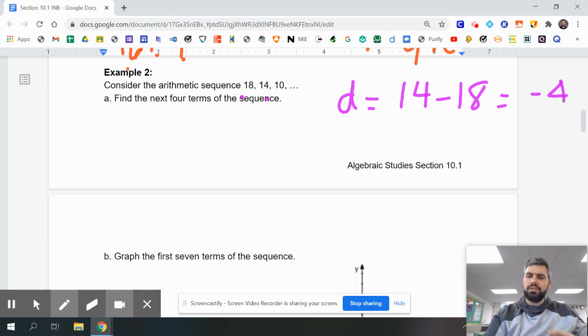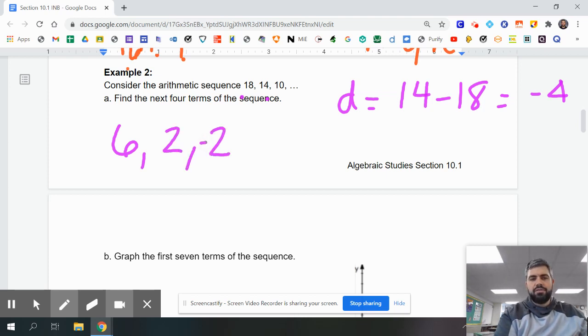So my common difference, what I'm adding every single time, is negative 4. If I wanted to find the next term, I would take 10 plus negative 4, and that would be 6. I'd take 6 plus negative 4, that would be 2. I'd take 2 plus negative 4, that'd be negative 2. And then negative 2 plus negative 4 is negative 6. So those are my next 4 terms in my arithmetic sequence with common difference negative 4 starting at 18.